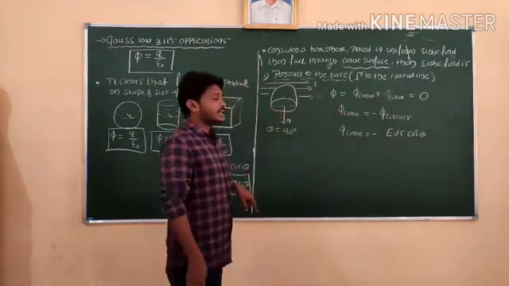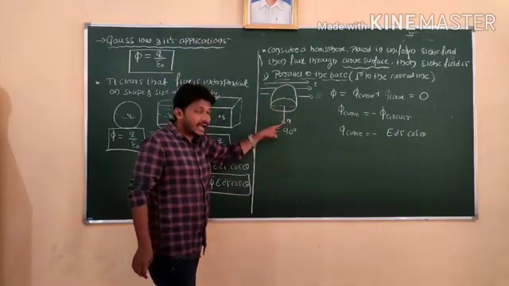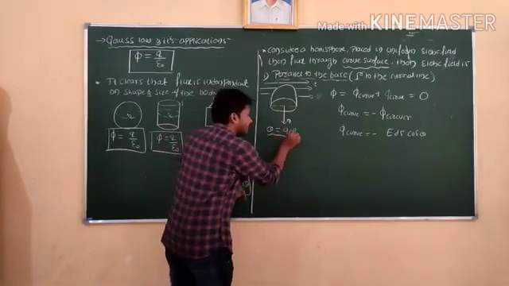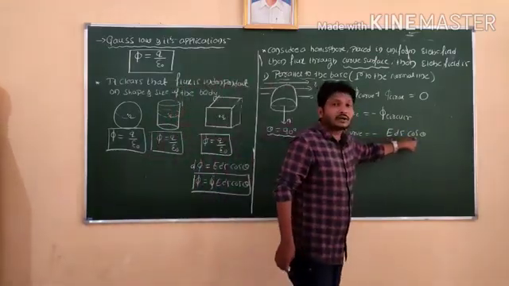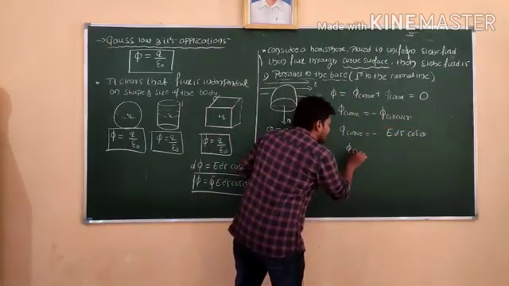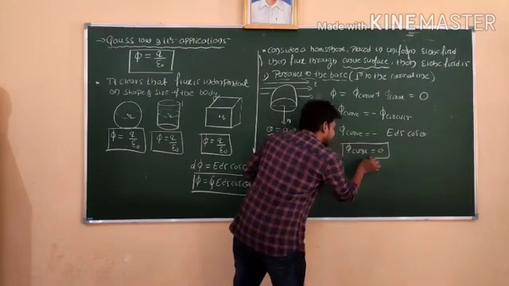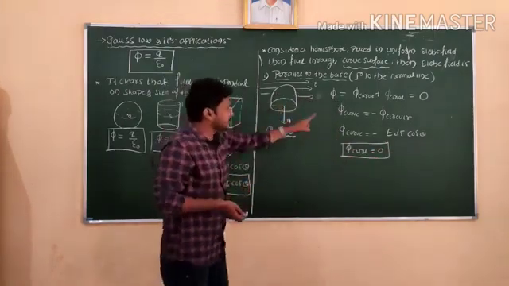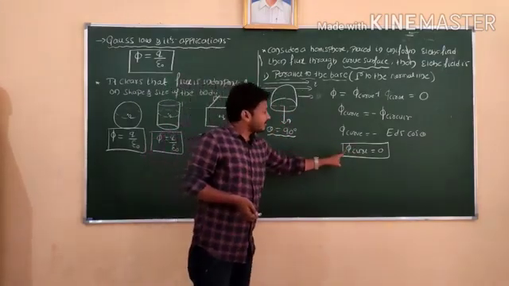What is the value of theta here? Theta is the angle between the electric field line and the normal line. So what is the angle between the electric field line and the normal line? Theta is 90 degrees. Cos 90 means what? Cos 90 is equal to 0. So flux through the curved surface when the electric field lines are parallel to the base is 0. What is the flux through the curved surface here? Flux through the curved surface is 0.